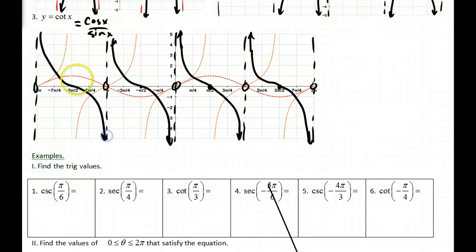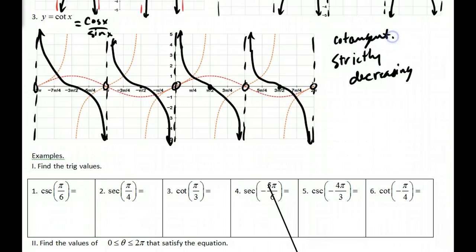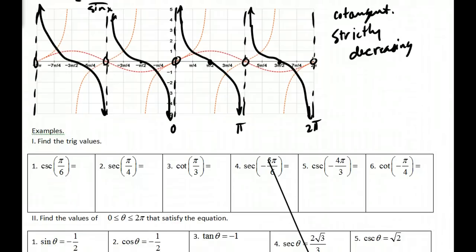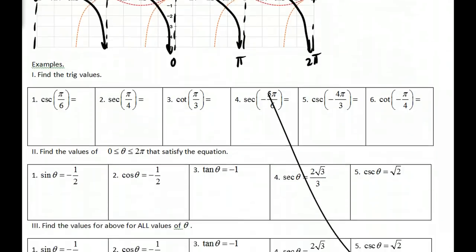Now some of the differences between the tangent and the cotangent: the cotangent function is strictly decreasing, and the tangent function is strictly increasing. Also, the tangent function goes through 0, 0. The cotangent function has a vertical asymptote there. So these vertical asymptotes are at a different marker than for the tangent function. They're based on pi's. Okay, then why don't we find some of these inverse function values and see how we can do this.